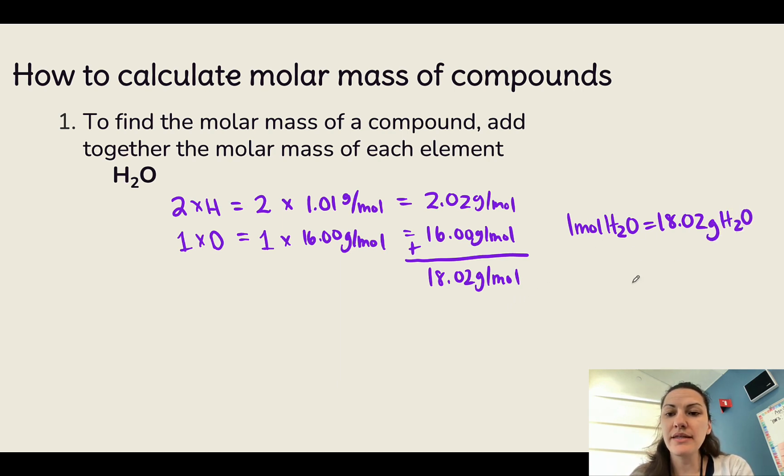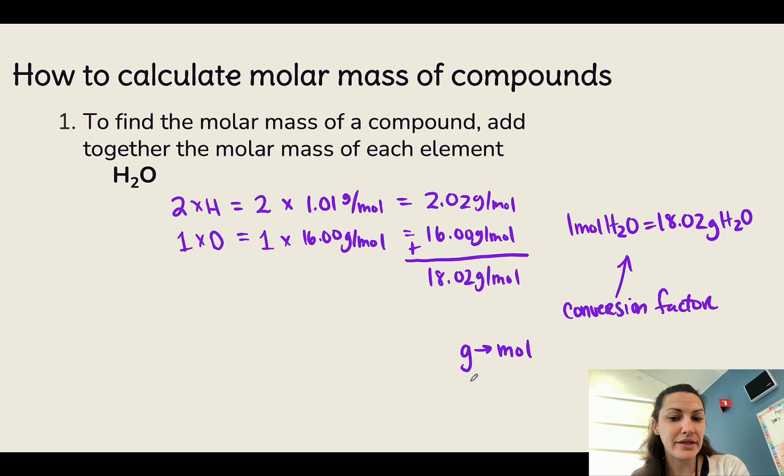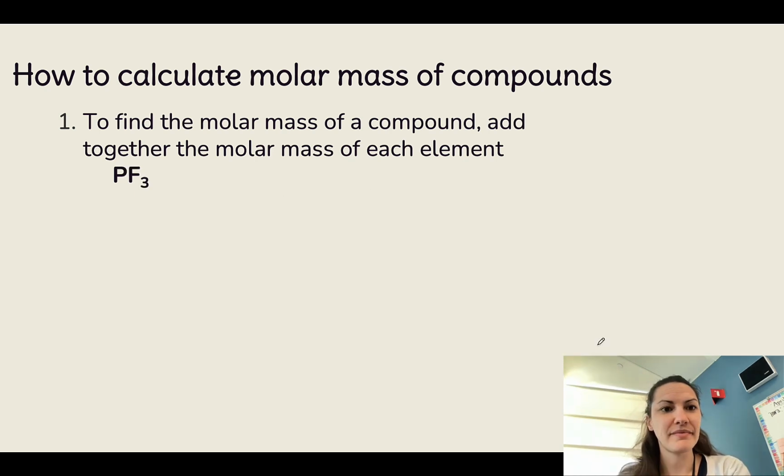And when you see it written out this way, you can say, wow, that looks an awful lot like a conversion factor. Okay? And it is. So we can use molar mass to go from grams to moles, or if we're given moles, to convert to grams of a substance. And this works for either elements or for compounds. Okay. Let's try one more example together.